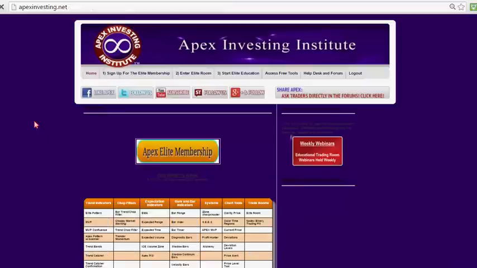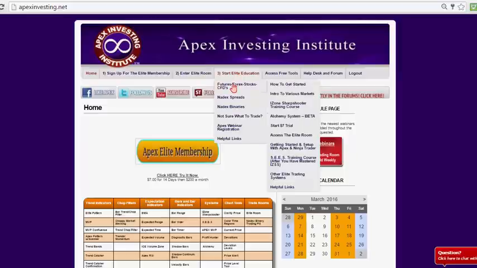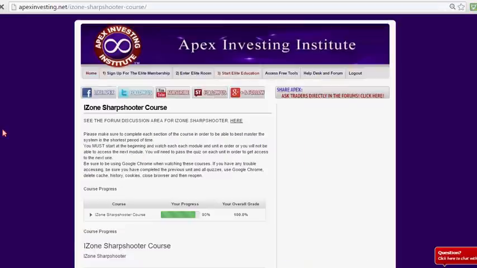So once you get onto the site, all you have to do, very simple, again, apexinvesting.com, Raleigh just put the link there. Once you get your free username and password, you can go right here to Elite Education, and right here, futures, Forex, stocks, CFDs. What are you trading? Trading futures, Forex, stocks. Some quick information here, boom, iZone Sharpshooter training course, right there.